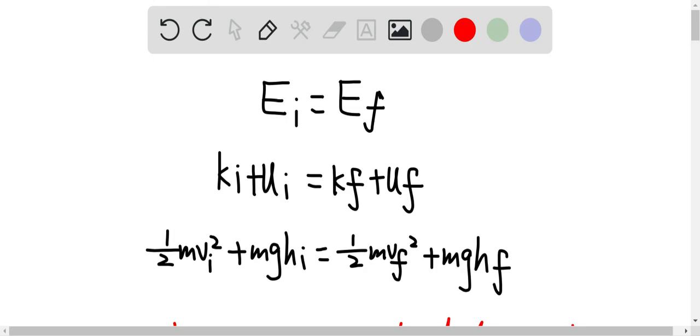So if we expand the equation, we have Ki plus Ui is equal to Kf plus Uf. K is the kinetic energy, and U is the gravitational potential energy. If we expand the equation for each energy here, we have 1/2 m vi squared plus m g hi is equal to 1/2 m vf squared plus m g hf.